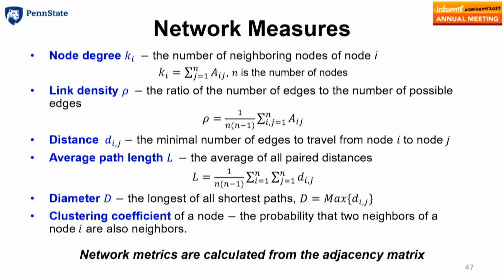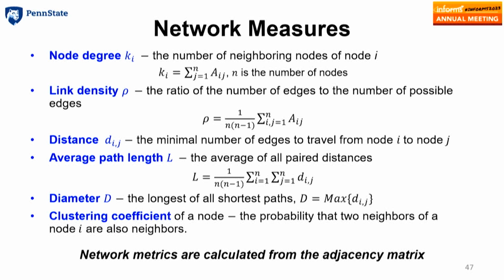Distance, Dij, is the minimum number of edges to travel from node i to node j. The average path length is the average of all paired distances, Dij. The diameter D is the longest of all shortest paths. The clustering coefficient of a node is the probability that two neighbors of node i are also neighbors of each other.